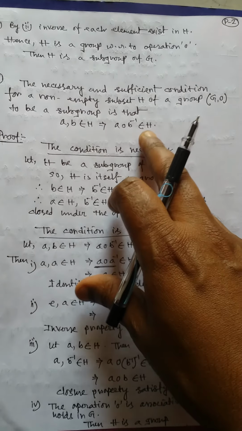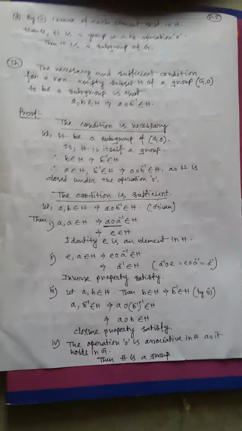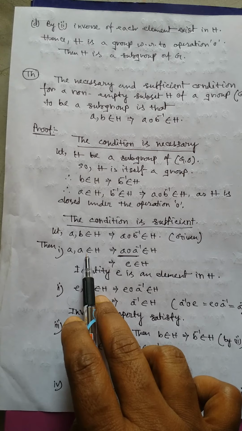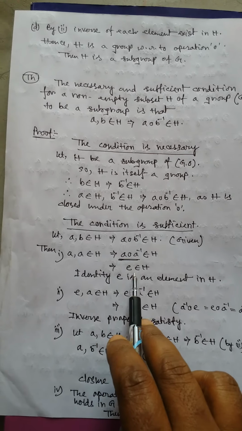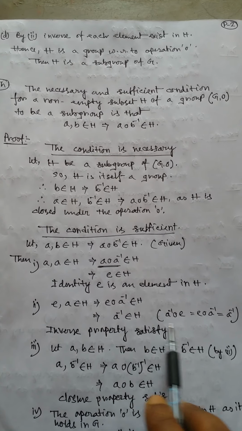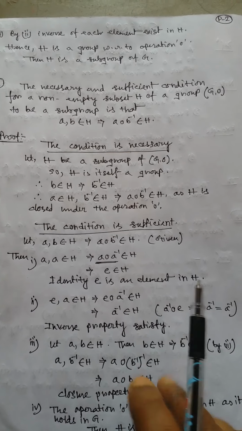Sufficient means this is true, and using that we have to prove H is a group. So four properties must be satisfied. Here we take A, B belongs to H, this is given. Then we take two elements A comma A, the same element. Then A compose A inverse using this gives E, so the identity property is satisfied. E and A belong to H. Then E compose A inverse belongs to H using this. Then E compose A inverse means A inverse. So A inverse also belongs to H, then the inverse property is satisfied.